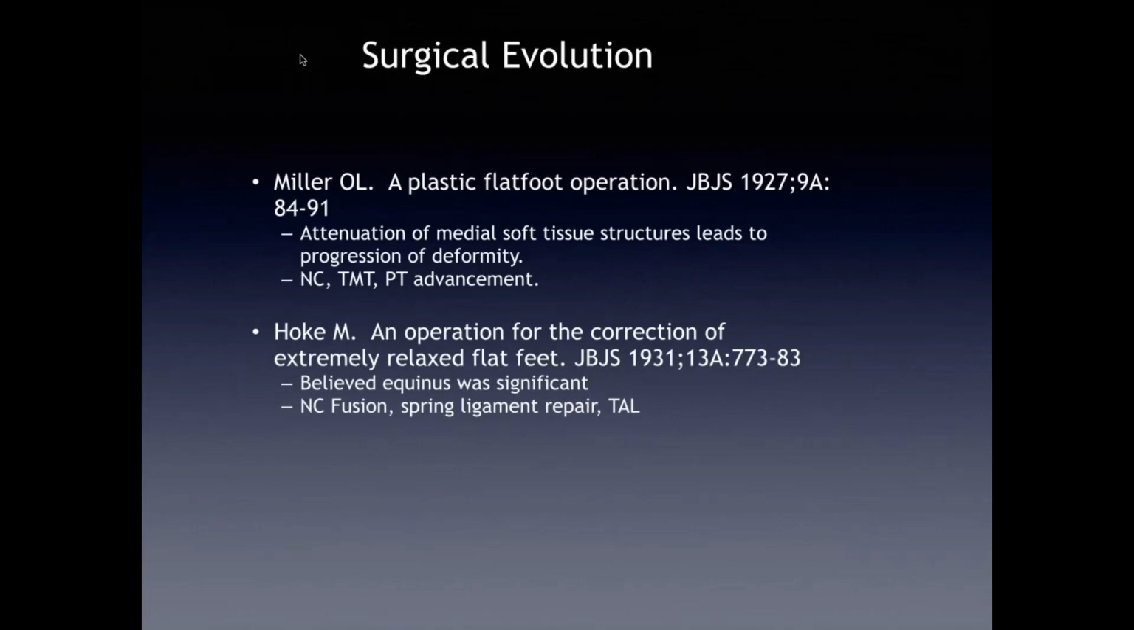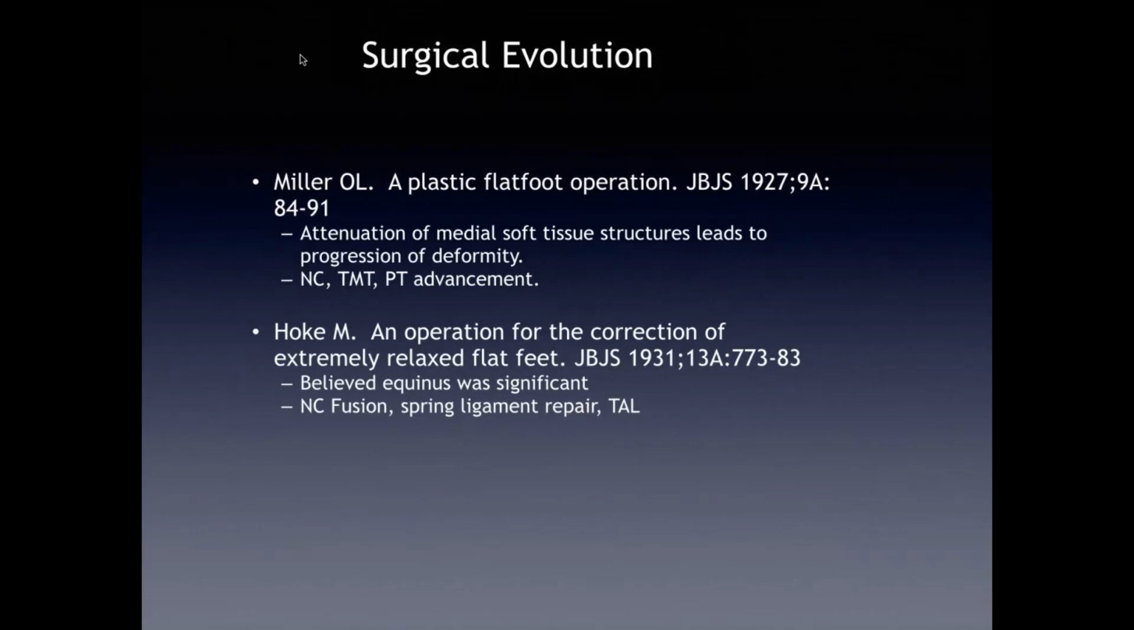So surgical evolution of the flat foot is really interesting. Miller in 1927 saw the flat foot and attenuation of the medial soft tissue structures leads to a progressive deformity, he wrote. And this was in JBJS. What his idea was to stabilize the medial column with a navicular cuneiform fusion, tarsometatarsal fusion, and a PT advancement. A lot of those same procedures are done today, and I do them as well in my practice because it's tried and true, and it gives you a stable platform to walk on for the patient.